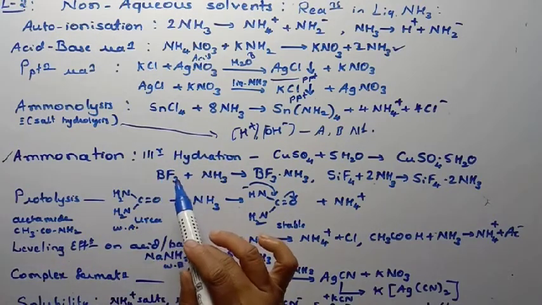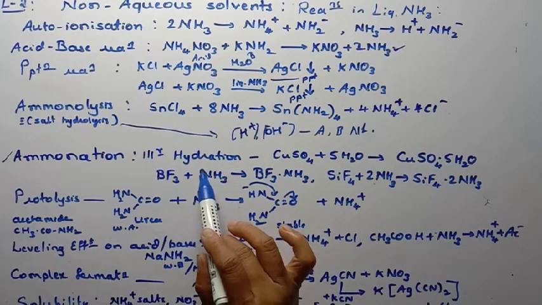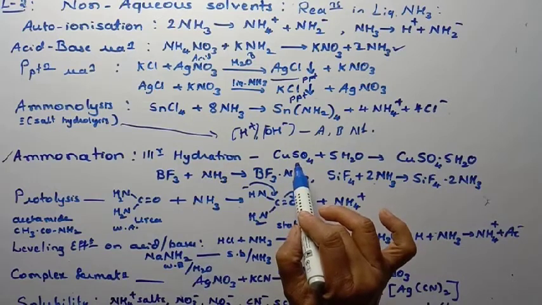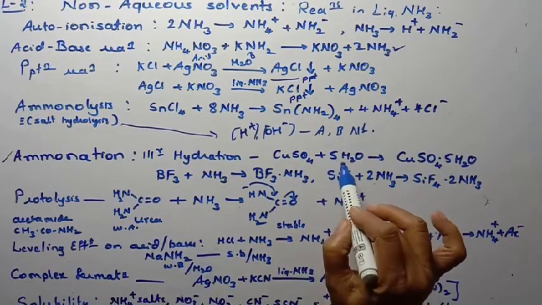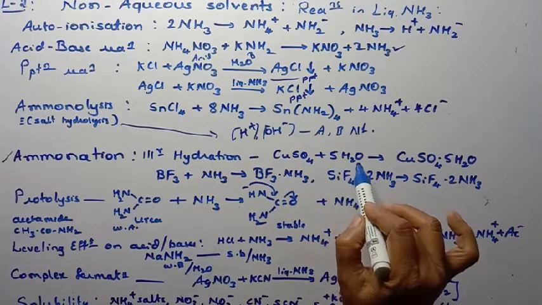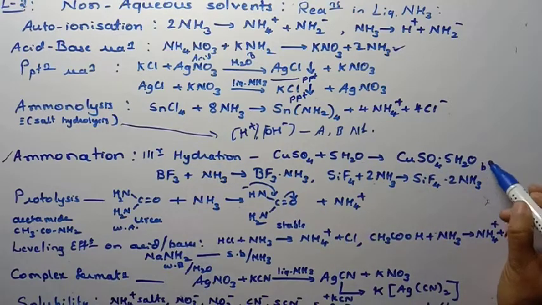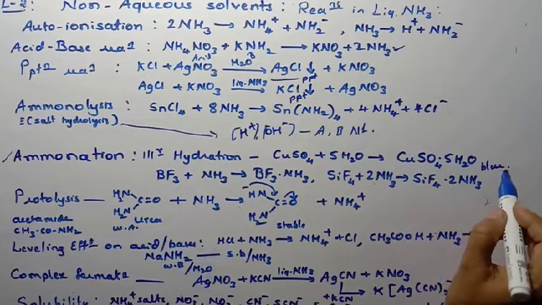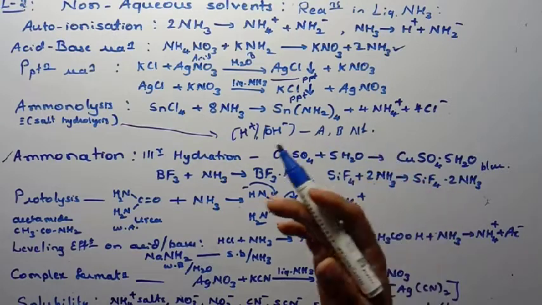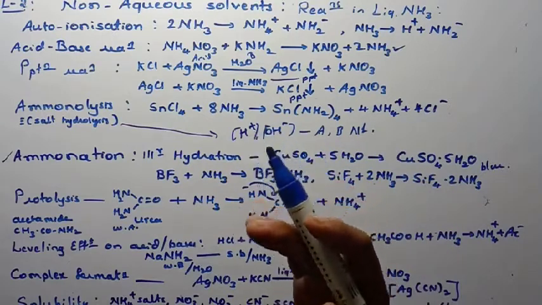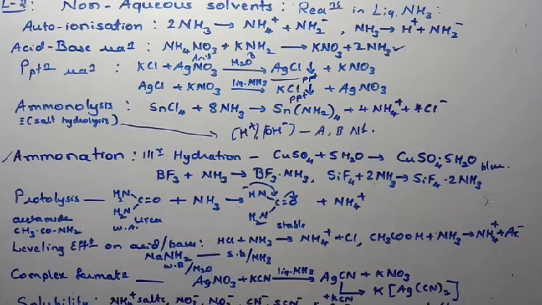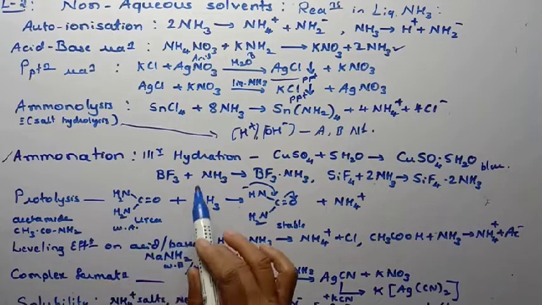Ammonation is very much similar to hydration. Anhydrous copper sulfate is colorless, but when it gets hydrated with 5 moles of water, it gives a blue colored complex. Similarly, there are more salts. Carnallite is there, and there are many examples. Potash alum is one example which absorbs 24 moles of water. That is said to be hydration.